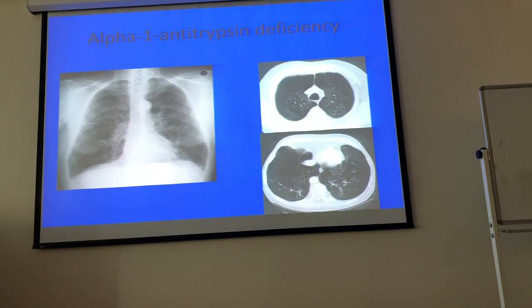So this is one of the cases. You see that you are almost finishing the heart, you are starting the level of the liver. So you are in the lower part of the lungs. So this is pan-lobular emphysema. And you can see on the chest X-ray also that we have very little lung markings.